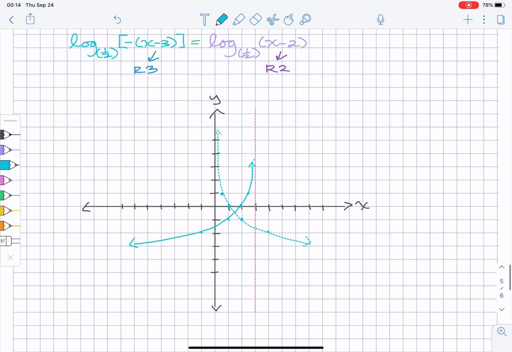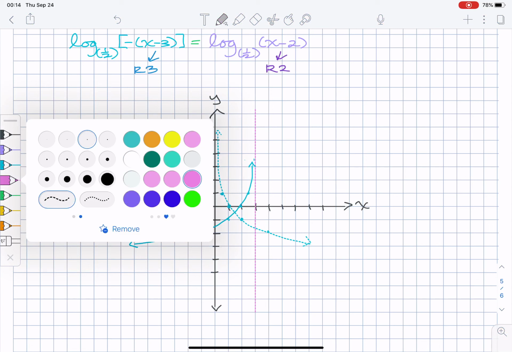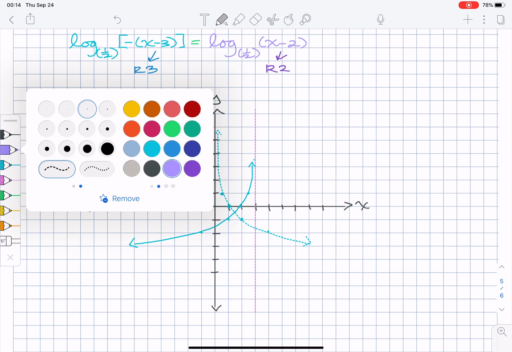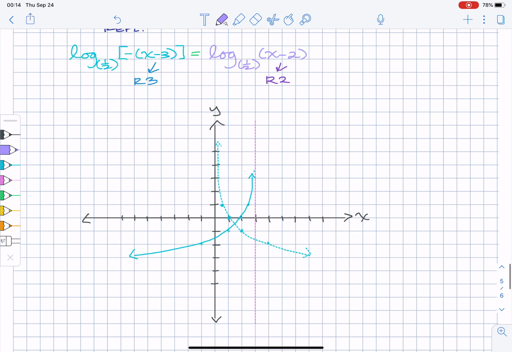Okay, let me draw that a bit better. Okay, so now let's focus on the purple graph. Let's do him dotted first. The purple graph is going to be the same graph, right? It's just going to be this guy here as well, because they're both the same before we shift them. Maybe I'll dash it. So I'm just taking that dashed blue graph again, and I'm going to shift it to the right 2 units.